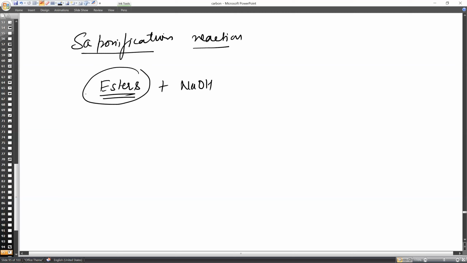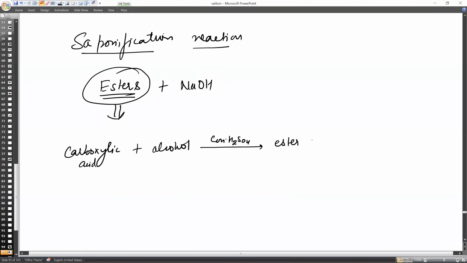Esters are the compounds which are formed when carboxylic acids react with alcohol in the presence of concentrated H2SO4. They give a sweet smelling substance that is called an ester, plus water. Okay. So you need to understand this one.